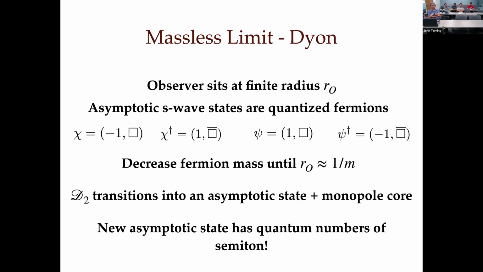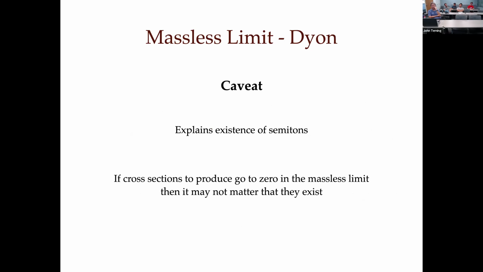Now, I won't claim to have completely solved the problem because there are some caveats here. I would say this shows that semitons exist as a possible asymptotic state. It doesn't say that my cross sections are non-zero. It doesn't say that maybe in the massless limit, I can't produce them and things like that. But at least to me, this seems to suggest that there's some physical origin to where they come from. Whether or not they actually solve the problem, you actually have to go do a cross-section calculation.